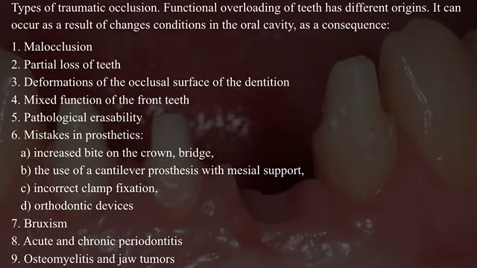Types of traumatic occlusion. Functional overloading of teeth has different origins. It can occur as a result of changed conditions in the oral cavity, as a consequence of malocclusion, partial loss of teeth, deformation of the occlusal surface of the dentition, mixed function of the frontal teeth, pathological irritability, mistakes in prosthetics, bruxism, acute and chronic periodontitis, osteomyelitis, and jaw tumors. Functional overload with partial tooth loss occurs due to a change in the distribution of masticatory pressure due to a violation of the continuity of the dentition, a decrease in the number of teeth in contact with their antagonist, the appearance of a mixed function, deformation of the occlusal surface caused by tooth movements.